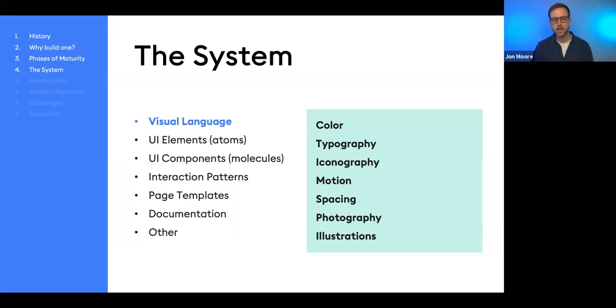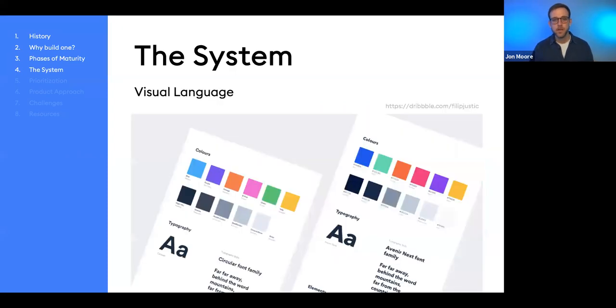So in the visual language, we have things like color, typography, iconography, and motion can fit into the visual language as well. Although I'll say when you first start building out a design system, you may not need to pursue motion super urgently just because it does take a very specific skill set. And I would put that on a more advanced tier of things you might want to consider putting into your system. Spacing, everything like margins and padding, photography, and then guidance around illustrations. That may look something like this.